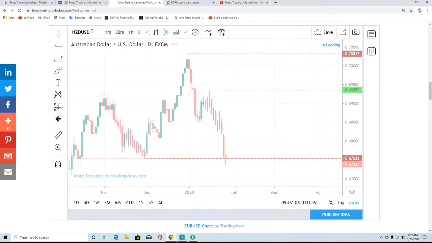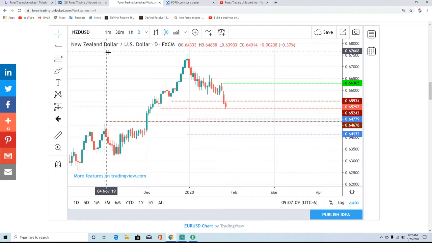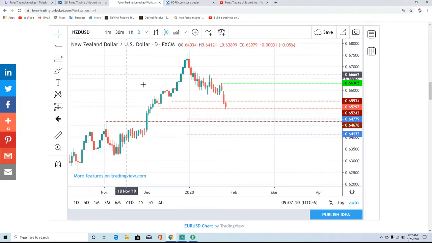All right, to stay in that same area, let's look at our New Zealand dollar, US dollar. So we have a bunch of lines going on here.